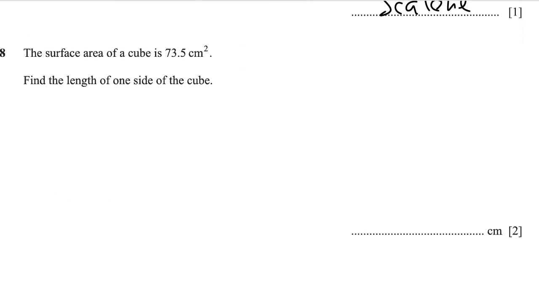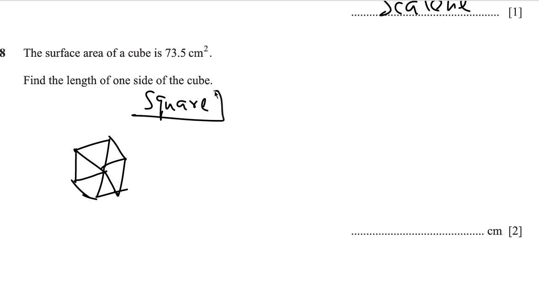The 8th question says the surface area of a cube is 73.5 cm squared. Find the length of one side of the cube. So if we visualize this, for you to have a clearer understanding, you should know that a cube is a figure that has square faces. Very important: square faces, unlike the cuboid which has rectangular faces.